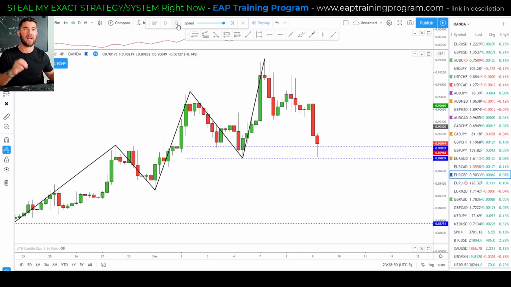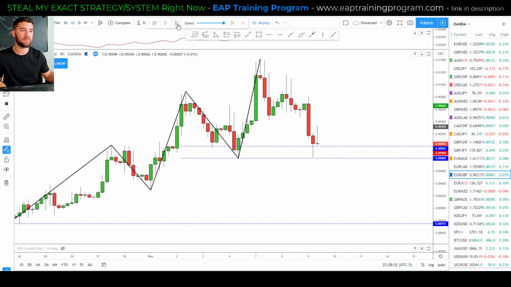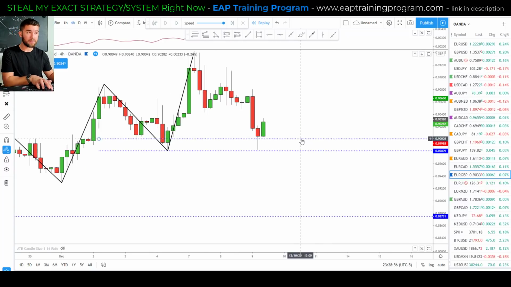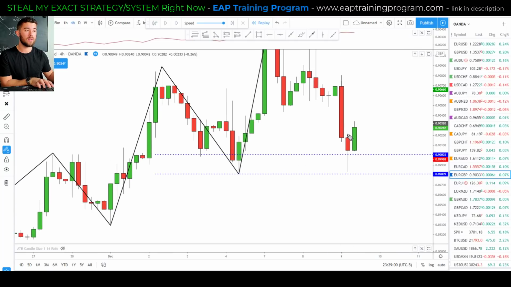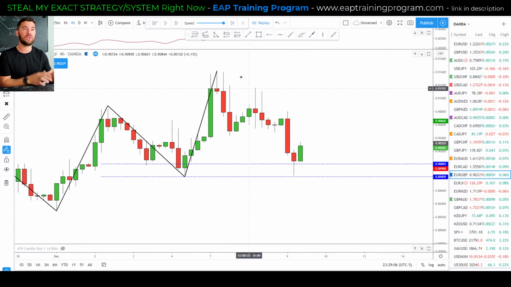We need a deep pullback. We have that deep pullback. Now, what do we have? We have the deep pullback and we have a close above candle. Does this candle close above its previous candle high? Yes, it does. With that being the case, we have our entry rule met.